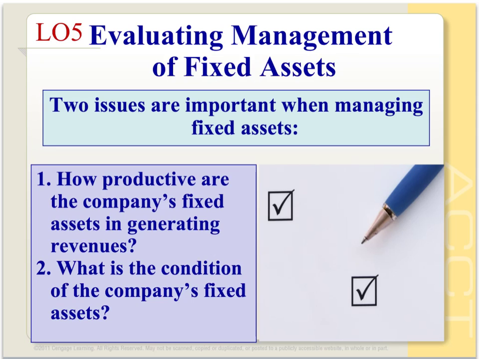So let's go ahead and take a look at evaluating the management of fixed assets. There are two issues that are important when we manage fixed assets. One is a company needs to look at how productive they are in generating revenues with those fixed assets, as well as the ongoing condition of those assets. Companies need to keep tabs on that because the reason we have fixed assets is to help us produce revenue. So that is very important. And these measurements that we will be going over help us take a look at that.